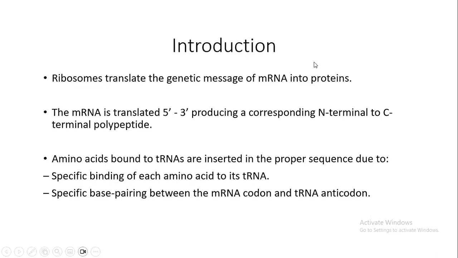Protein synthesis is brought about by ribosomes, which are the protein synthesizing machinery. During translation, or protein synthesis, messenger RNA is read in the 5' to 3' direction, producing a corresponding N-terminal to C-terminal polypeptide chain. During this process, amino acids bound to the transfer RNAs are inserted in the proper sequence because of specific binding of each amino acid to its transfer RNA and specific base pairing between the messenger RNA codon and transfer RNA anticodon.